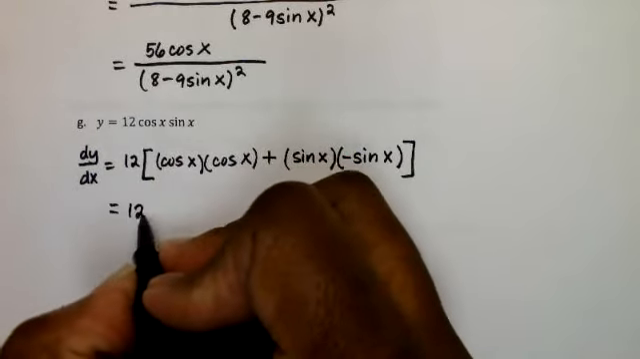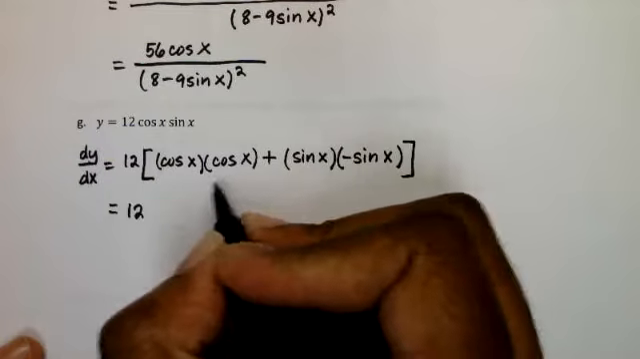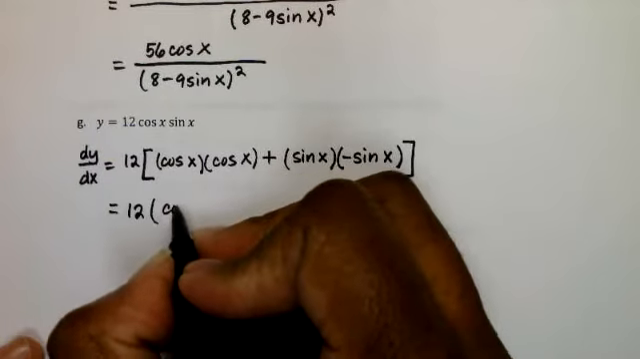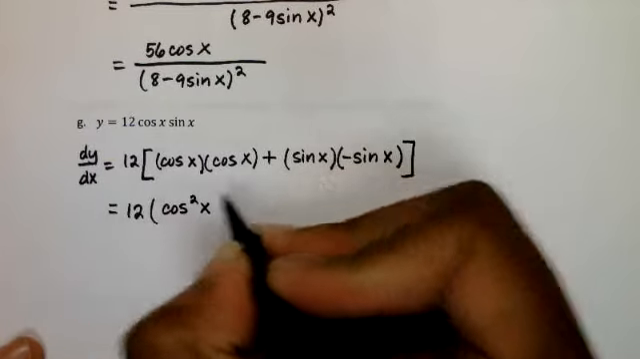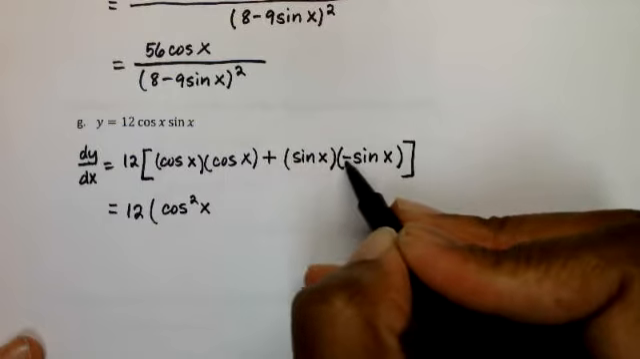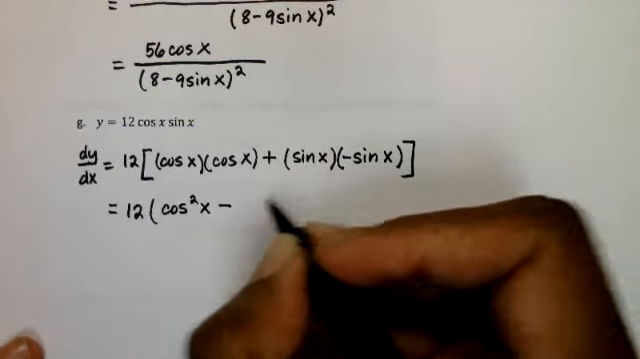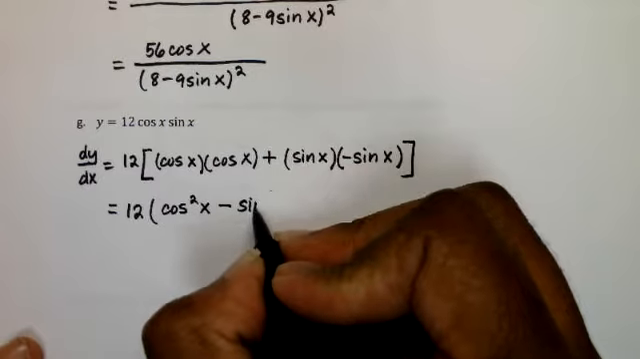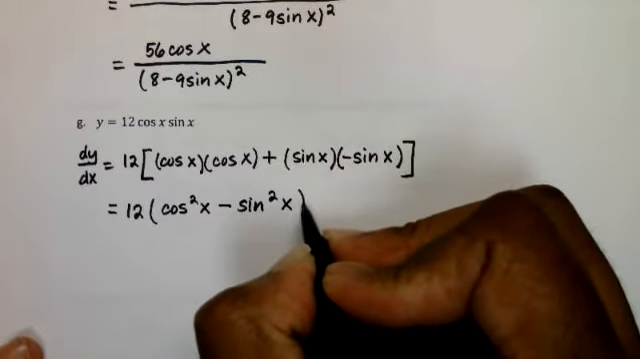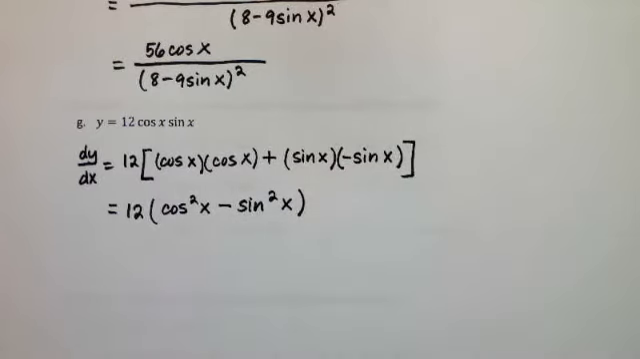All right, bring down this 12. Cosine of x times the cosine of x will be cosine square x. The plus and the negative will make that minus. Sine of x times sine of x will be sine square x. And I will go no further with that problem. So it'll be 12 times the quantity cosine square x minus sine square x.